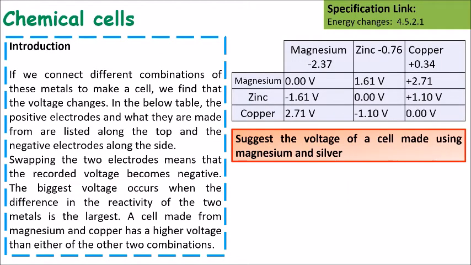So if we look at this table, that shows us some of the voltages that you would get by connecting different metals together. So think about the question of suggesting the voltage of a cell that you could make using magnesium and silver. Pause the video, have a think, go back, look at where things are on the reactivity series and see if you can come up with an answer.